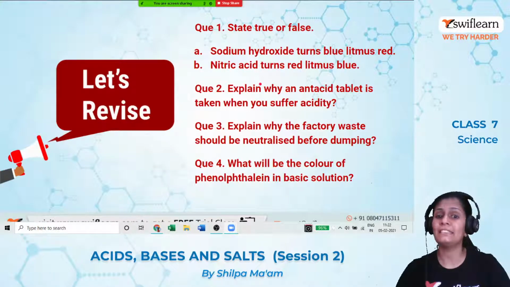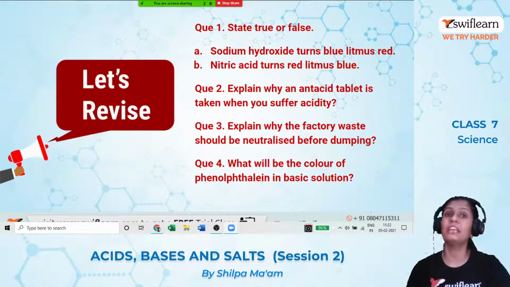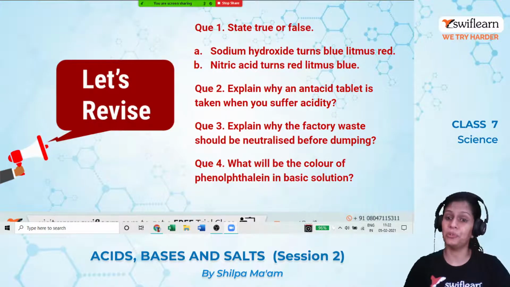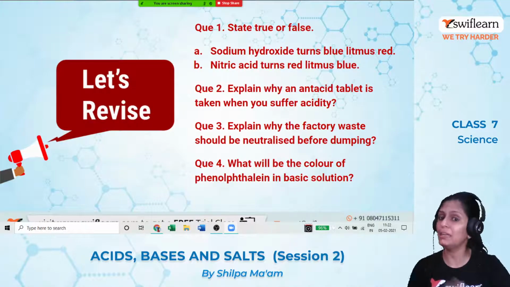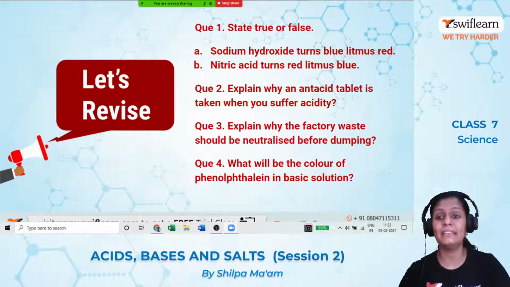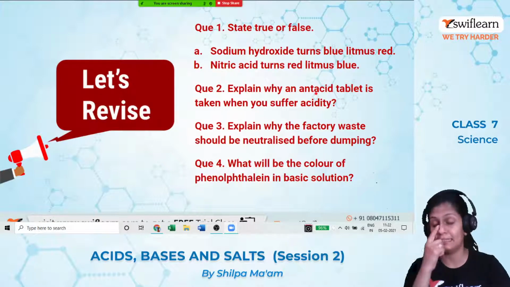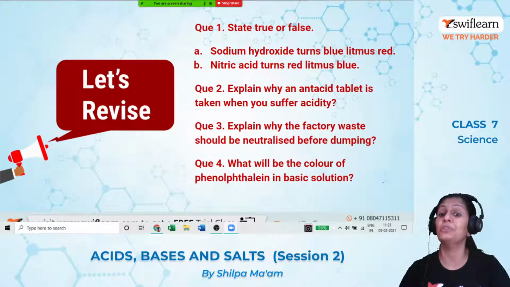Why is an antacid tablet taken when you suffer from acidity? It is taken because we are already feeling acidity due to the hyperacidic medium inside our stomach, and we need to treat it with a base. So these antacid tablets are rich in magnesium hydroxide, which is a base, and they are going to treat our acidity by making the acid neutral.